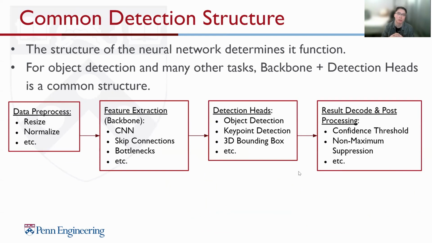So the common detection structure is like this. You first need to pre-process the data. You need to resize the image and normalize the pixels. Then there is a feature extraction part, usually also called the backbone. We usually use a CNN, convolutional neural network, to extract features. In this part, there can be skip connections, which means that you can directly pass lower level features into higher levels, or pass the lower level features directly to the classifier so that it can take different levels of features when doing the regression.